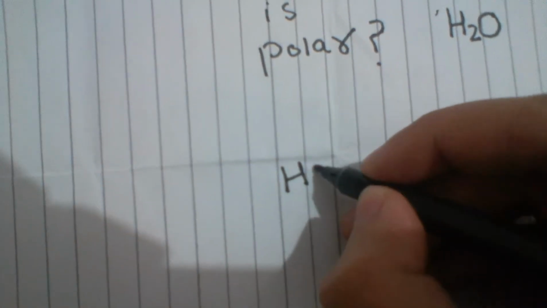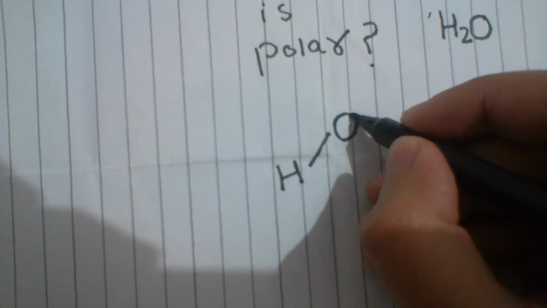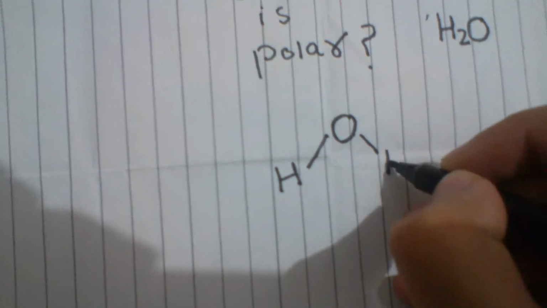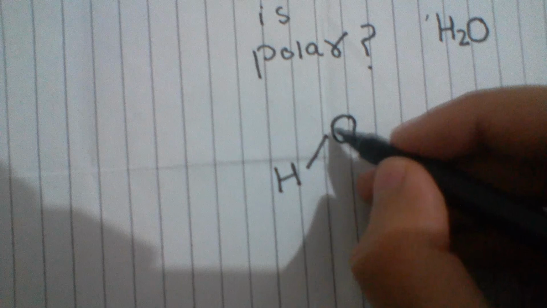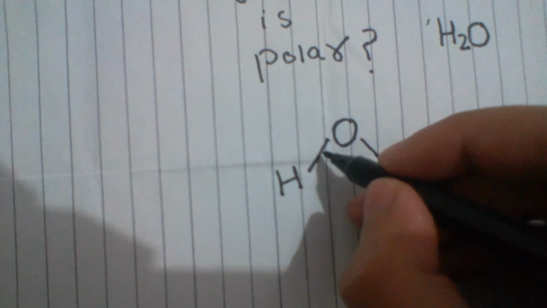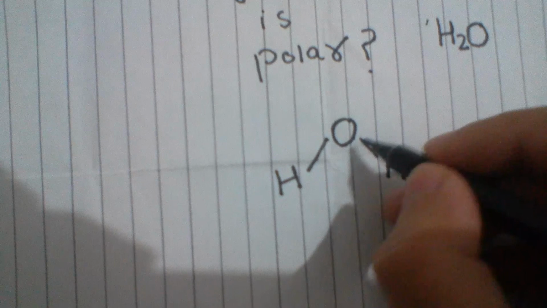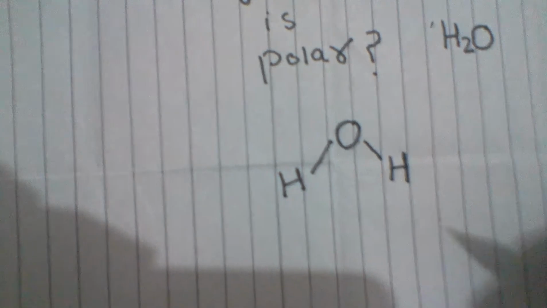So we will draw a simple structural formula where hydrogen is bonded with oxygen, making single bonds. So here we have an oxygen atom singly bonded with hydrogen, and here we have the same case where oxygen is singly bonded with hydrogen.